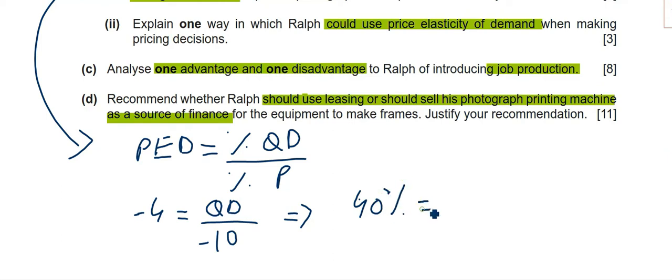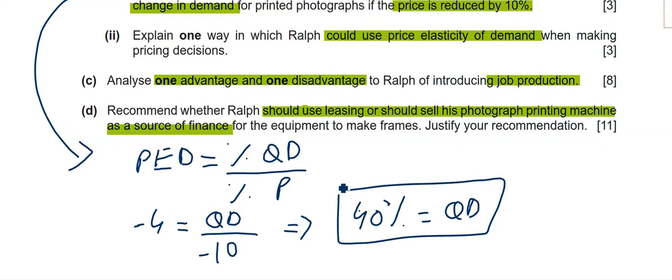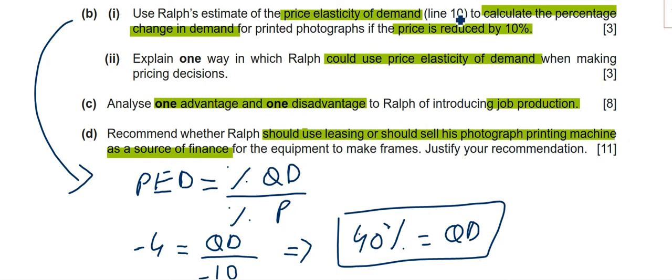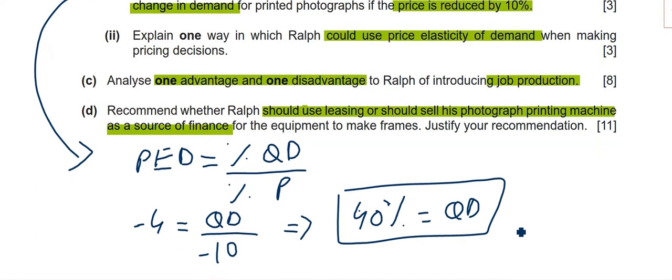So we can say that the percentage change in quantity demand is 40%. Now looking back, the question is asking to calculate the percentage change in demand. So we'll just stop over here. The percentage change in quantity demand is 40%, and this is actually a 40% increase in the demand. Why? Because we are having a positive value.